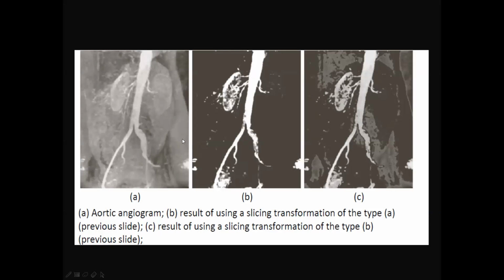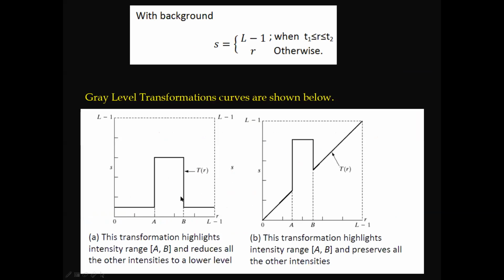Now we can examine what is the use of this gray level slicing. Here is an image. The first image is an aortic angiogram image, the second image B is the result of using the gray level slicing transformation of type A, and C is the result of using the slicing transformation of type B. Actually, we have two types of gray level slicing. The first type is highlighting only a certain portion, that is the region of interest. The second one is highlighting the certain region of interest and also highlighting the other intensity levels. So this is type A and type B.